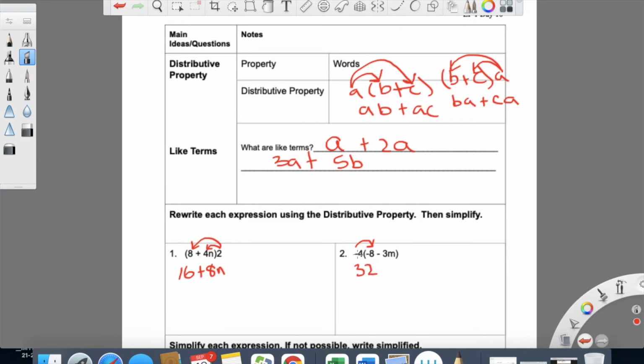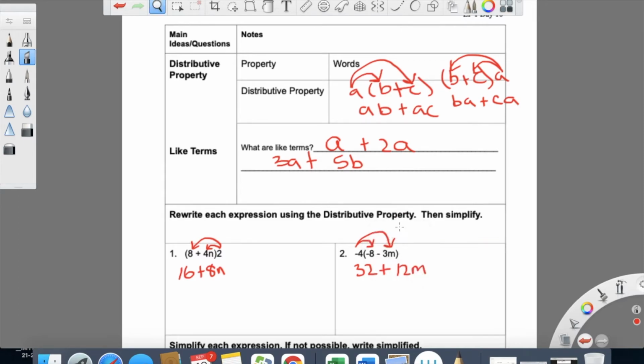And then we have -4 times -3m. So again, negative times negative, so I know it's going to be positive. So now I can just focus on 4 times 3. So I get 12. And we have to make sure we bring the m over there with it. And I forgot the little arrow here. So we multiplied by -4 there.